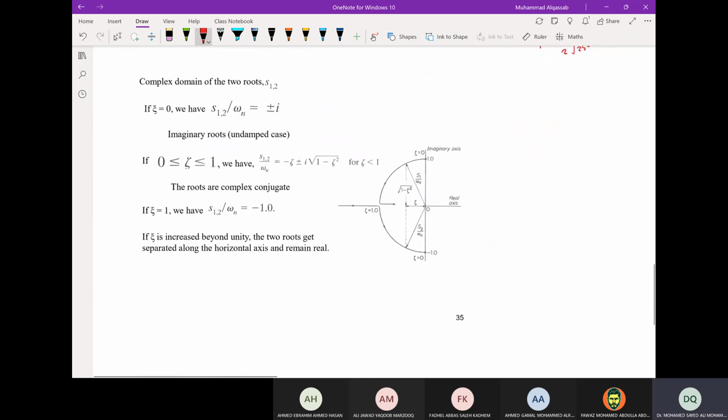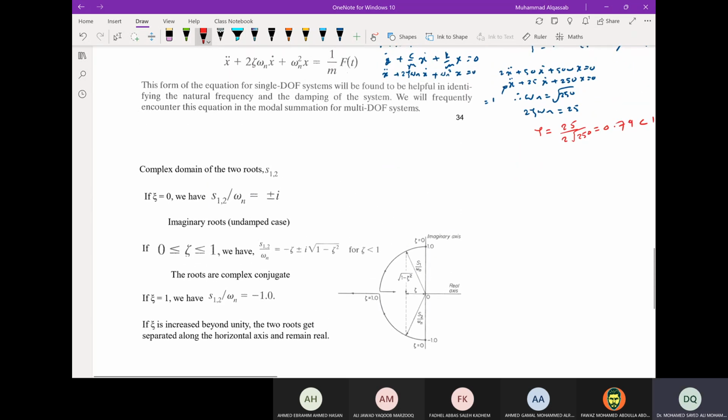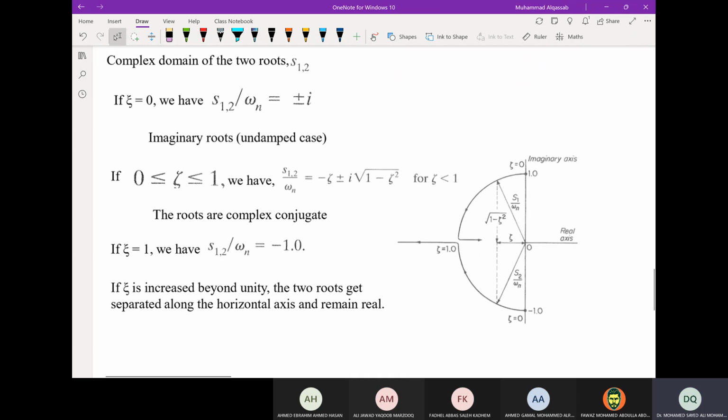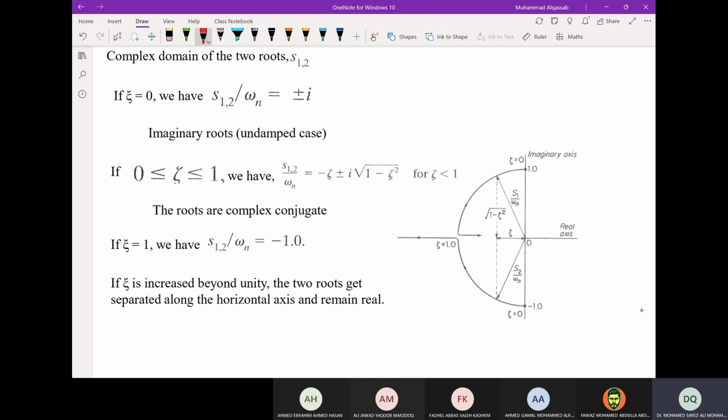Okay, so this is the last slide in the lecture about the complex domain of the roots. This is the complex domain which shows the real axis and the imaginary axis of the roots. This is S1 over omega n, and this is S2 over omega n. This graph is plotted versus zeta. If zeta equal to 0, we will have 2 roots, S1 and S2, both on the imaginary axis.